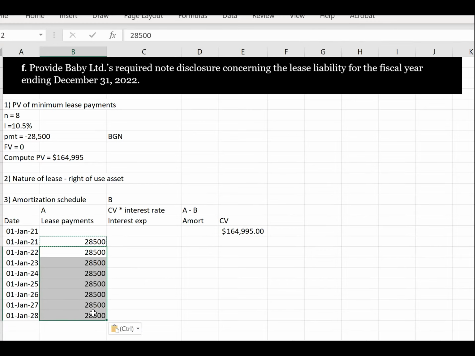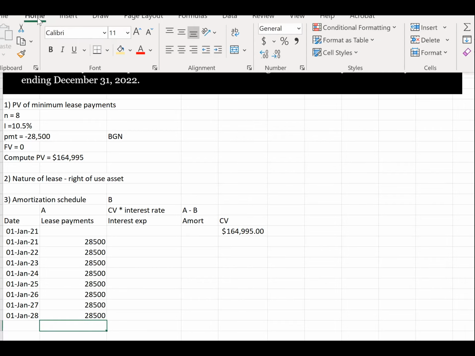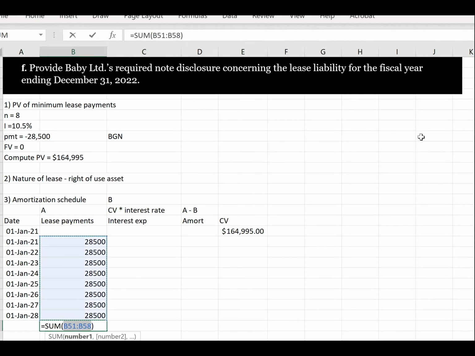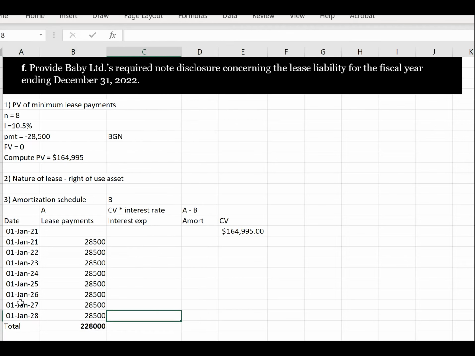This amount is going to be the same every period, never changes. So we've got our total lease payments over the lease, this is our sum, this is our total over the 8-year lease. Then our interest expense is going to be the carrying value of the lease times the interest rate, which we're told is 10.5%.